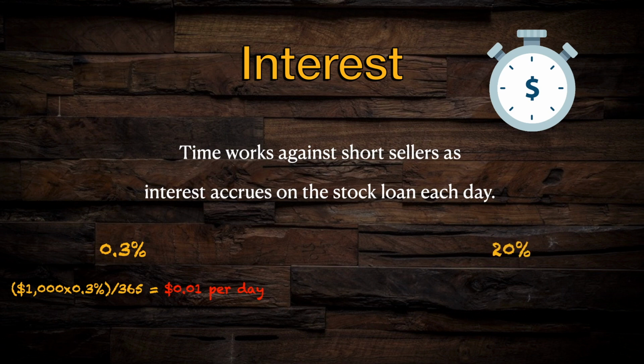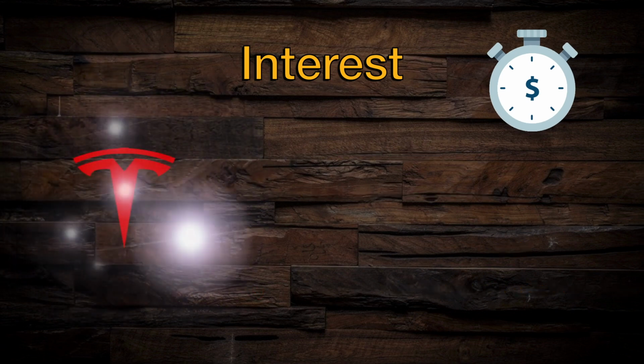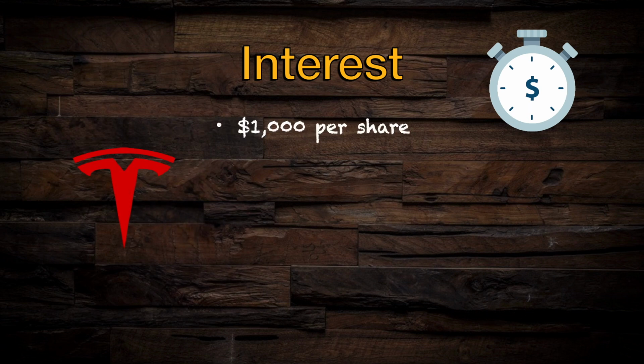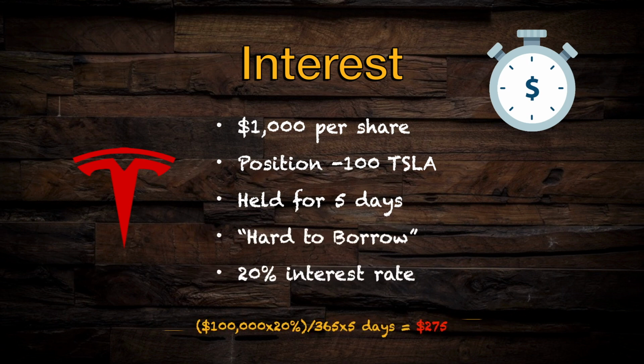If the rate was as high as 20%, then the daily interest payments would increase to 55 cents per day. These interest fees may seem small, but they can add up very quickly with larger position sizes that are kept open for multiple days or weeks. For example, a larger position like shorting 100 shares of Tesla worth about $100,000 over 5 days at 20% would accrue about $275 in interest fees.